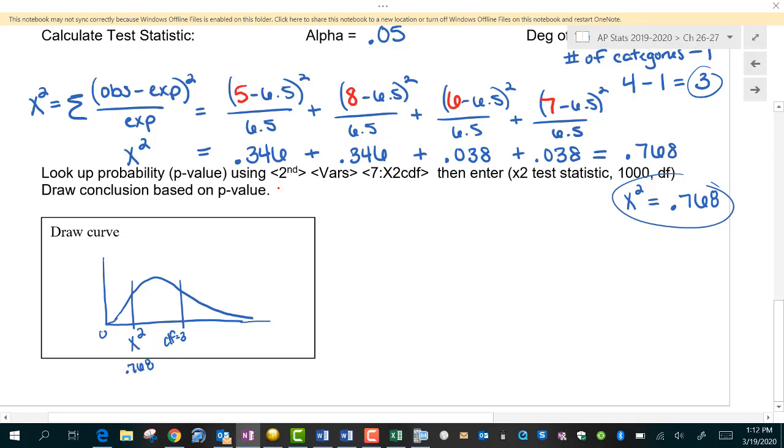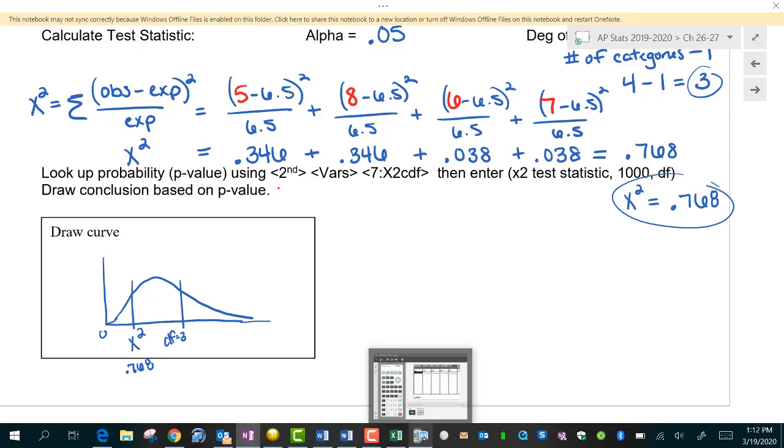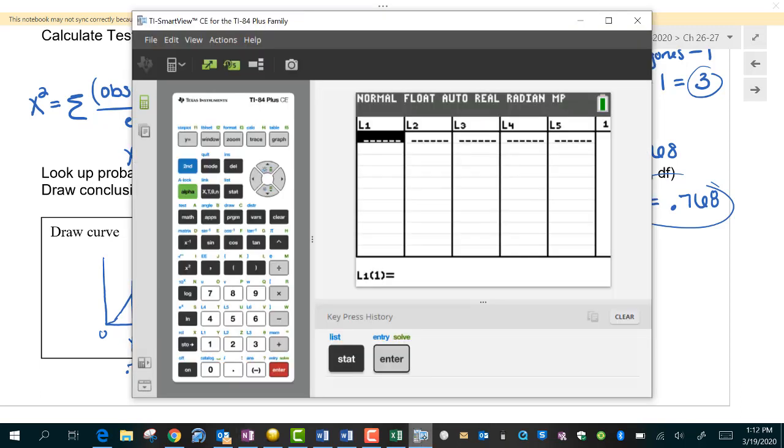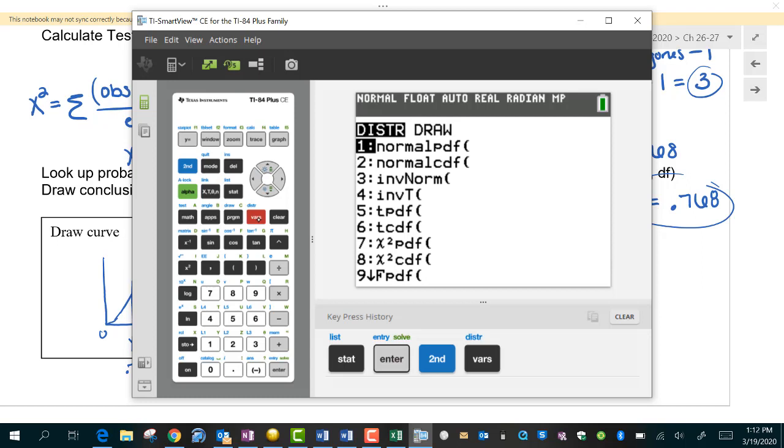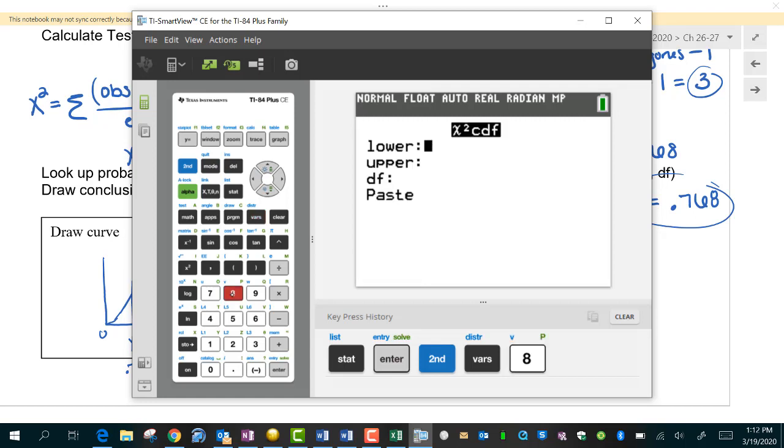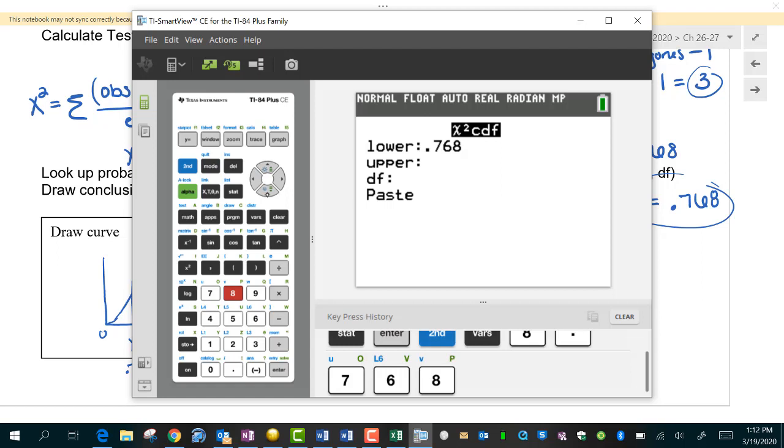So to come up with our conclusion, there's a few ways we could do this. One way would be to look up the p-value. On your calculator, if you go to second vars, number 8 is chi-squared CDF. So I want to select chi-squared CDF. My lower bound was 0.768. My upper bound is a ridiculously large number. And then I had 3 degrees of freedom.